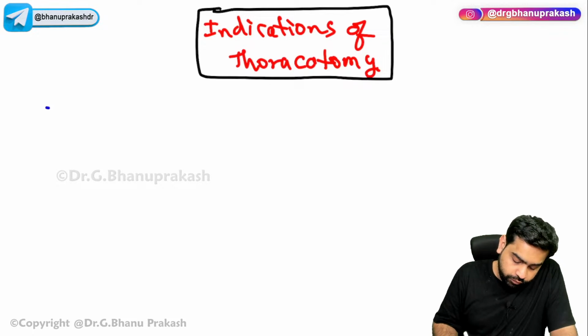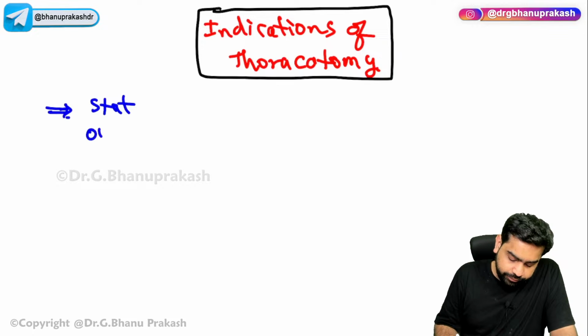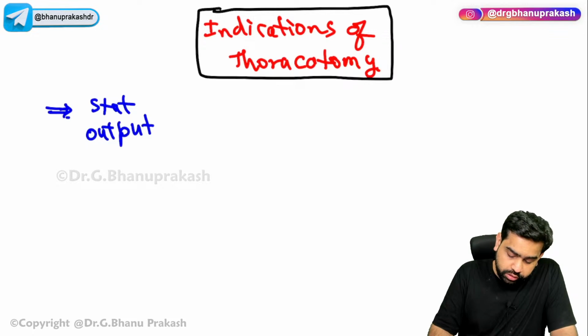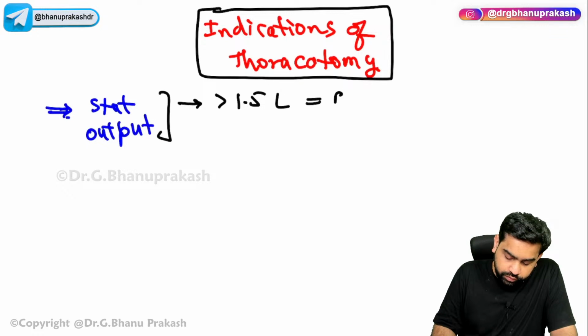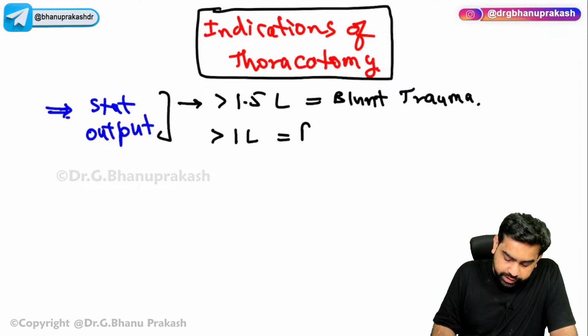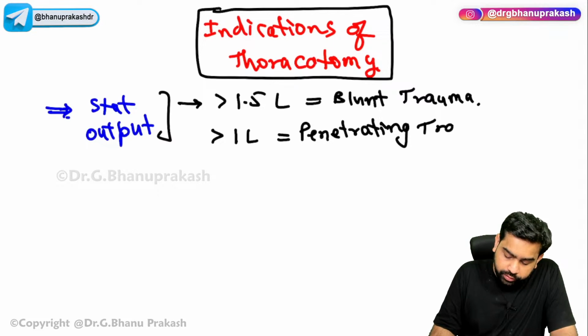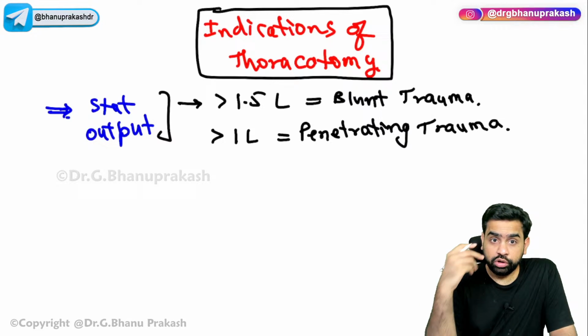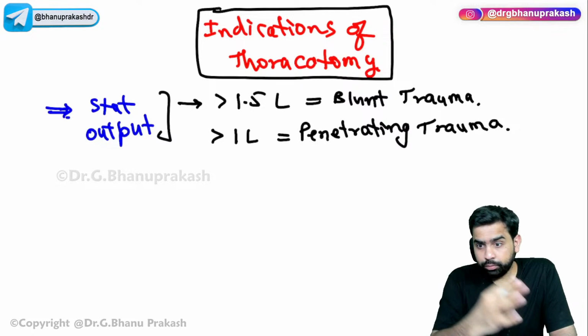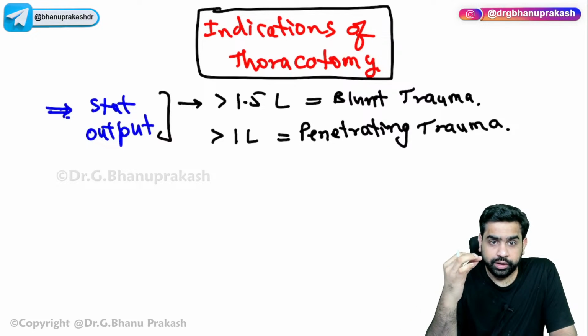The indications of thoracotomy are, let's say, if the stat output is more than 1.5 liters in case of a blunt trauma, or if it is more than 1 liter in case of a penetrating trauma. That is one of the indications.